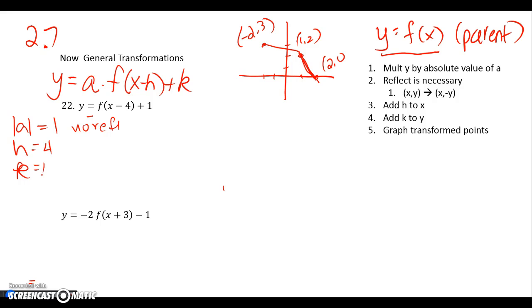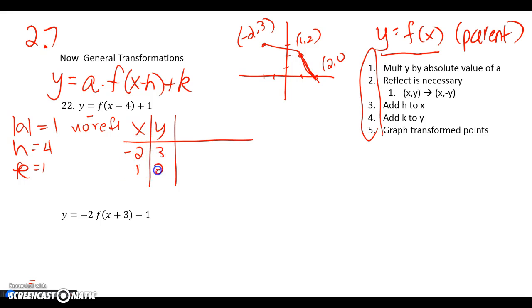The way I like to have you guys do this is to set up a table that will help you do this step by step, and we'll follow this order to the right here. First, we will write our original points, the points they give us: negative 2, 3, 1, 2, and 2, 0. Multiply y by the absolute value of A. Well, A is 1, so we don't have to do that. Reflect if necessary. There was no reflection.